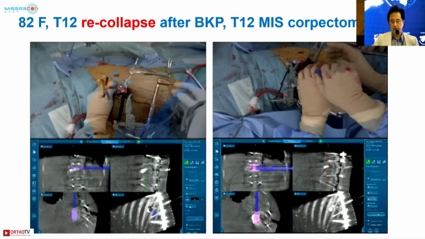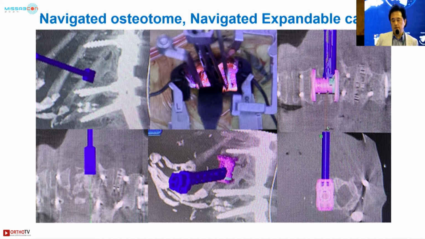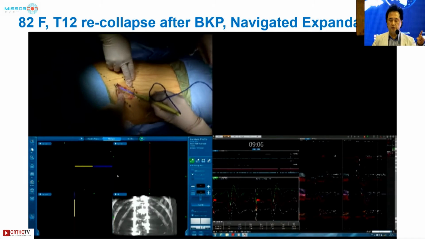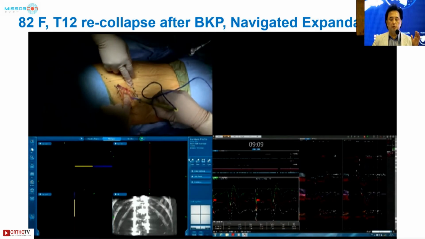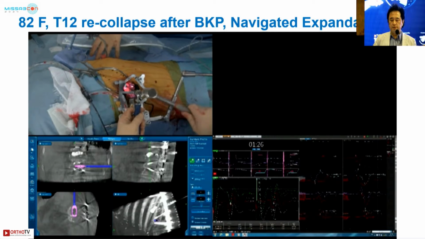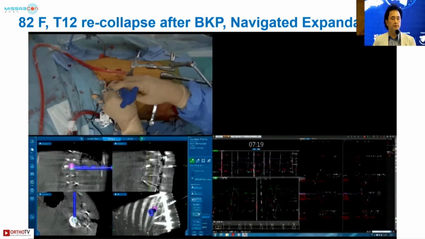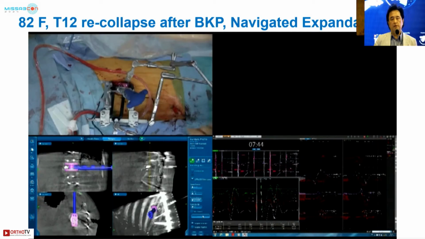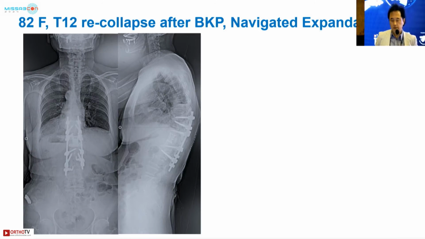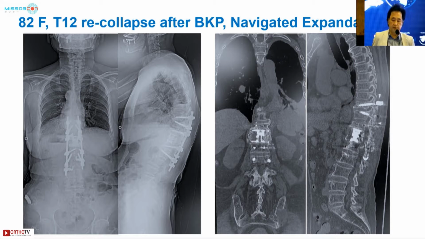Now I'm using navigation. And nowadays, the expandable cage is also navigated. Let me show you the video. Just a 4 centimeter small skin incision, remove the T10 rib, and then put the cage first, because for this case, at least 2 above 2 below fixation is necessary. After that, remove the vertebra and then put the cage like this. This is the pre-op X-ray, and this is the post-operative CT scan.